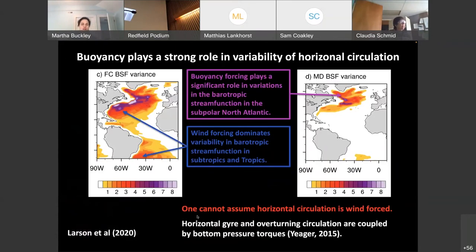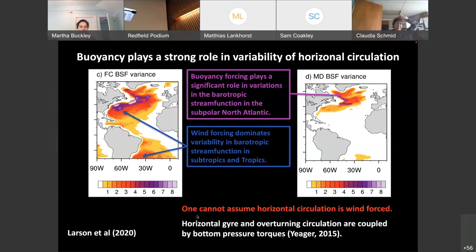Okay, now I'd also like to point out that there was a tendency at some point to say, oh, well, the vertical circulation is due to buoyancy forcing and the horizontal circulation is due to winds. And we've moved away from that, which is good, by looking at the AMOC in density or temperature coordinates. But it's good to remember that the horizontal circulation is not purely due to wind forcing either.